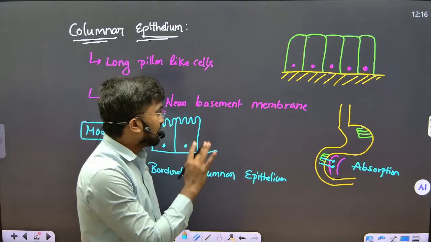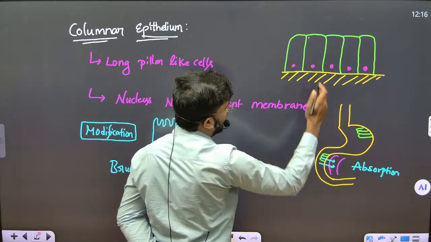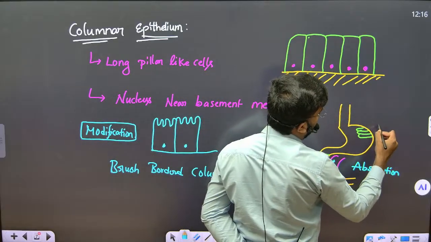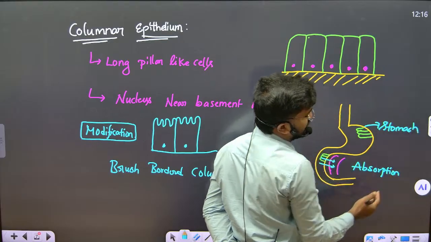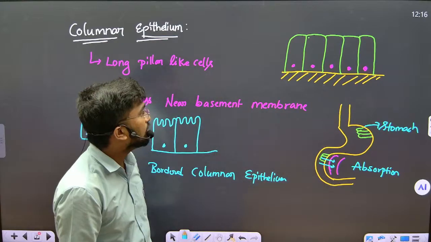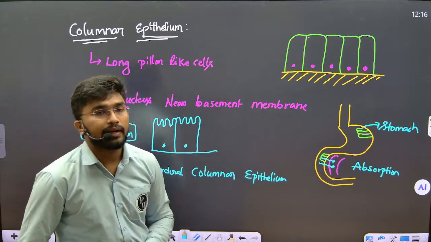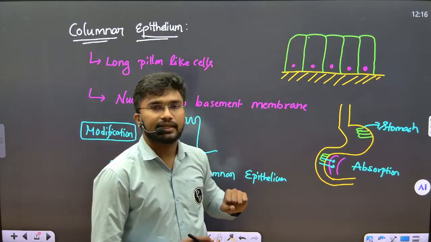Are we clear? So the conclusion is very simple. We can see this columnar epithelium in three locations. One is the stomach, another one is the intestine, this is the small intestine, and the gallbladder. These are the locations of this columnar epithelium. Generally, cells are long and the nucleus is present at the base.